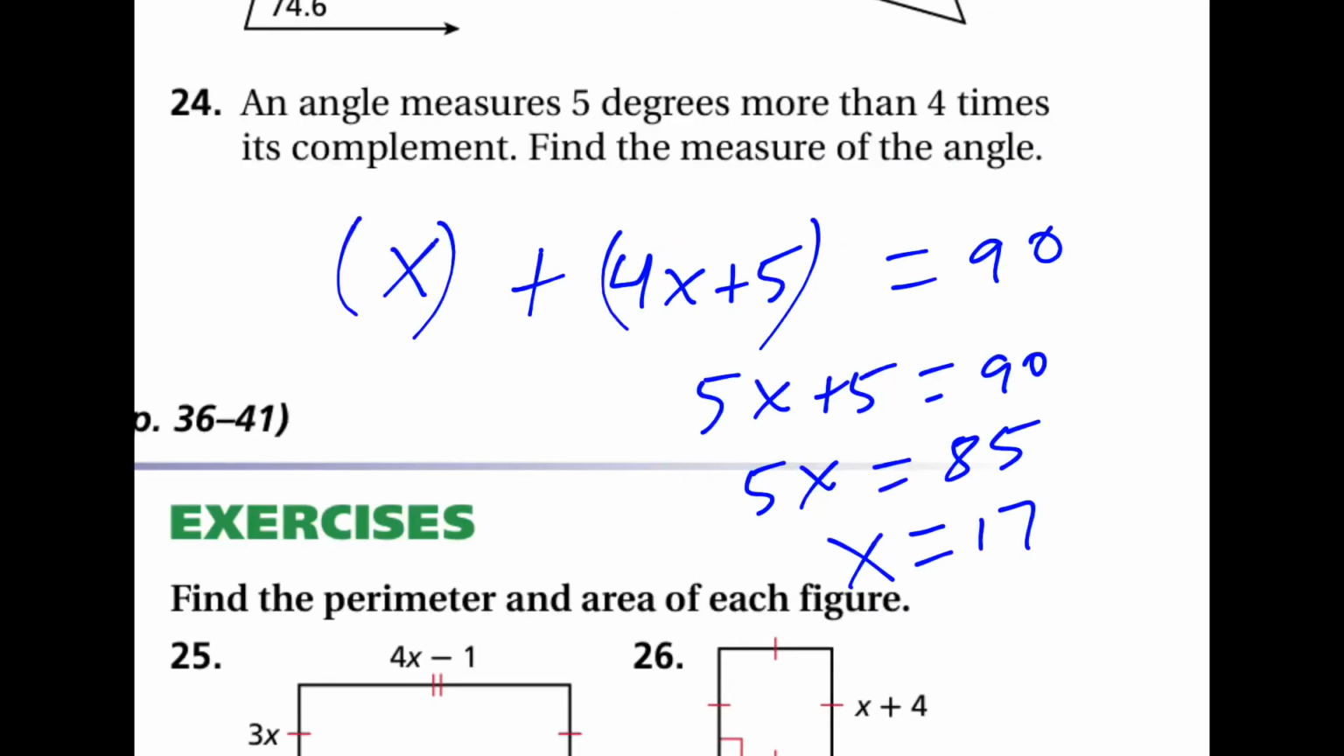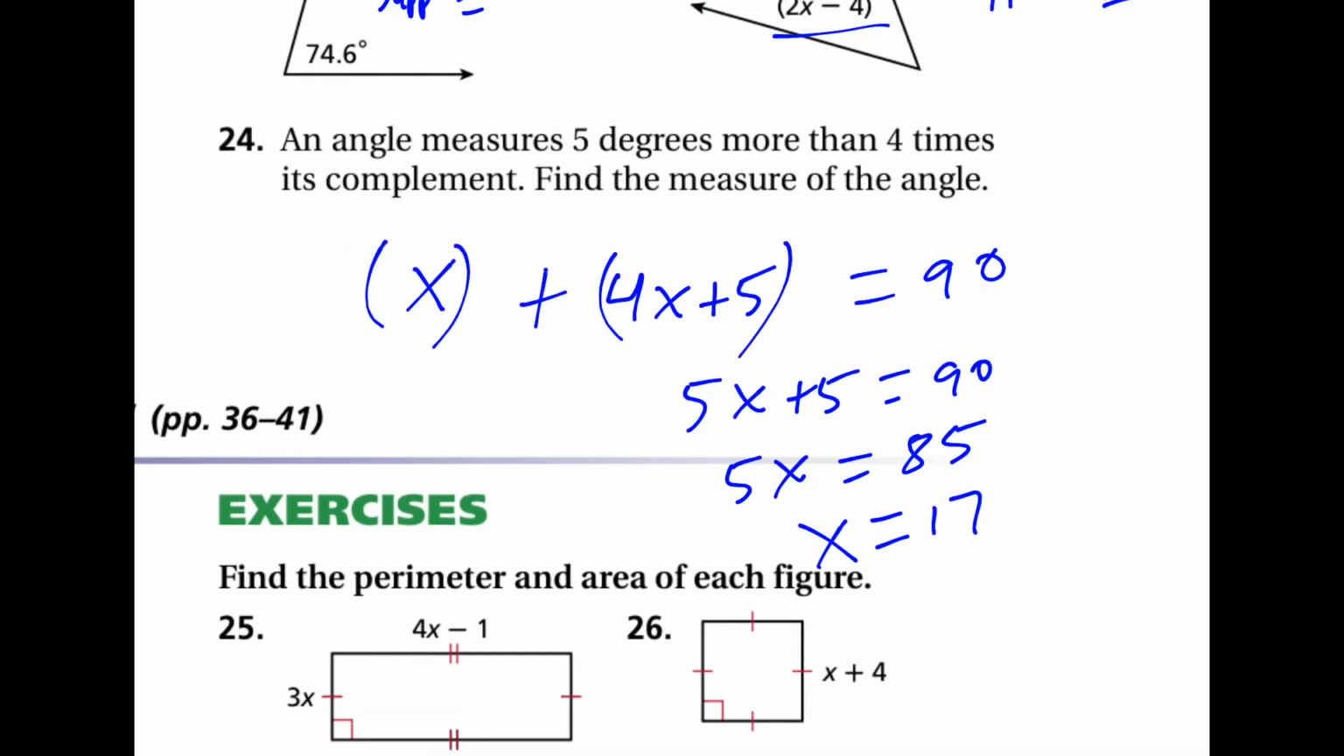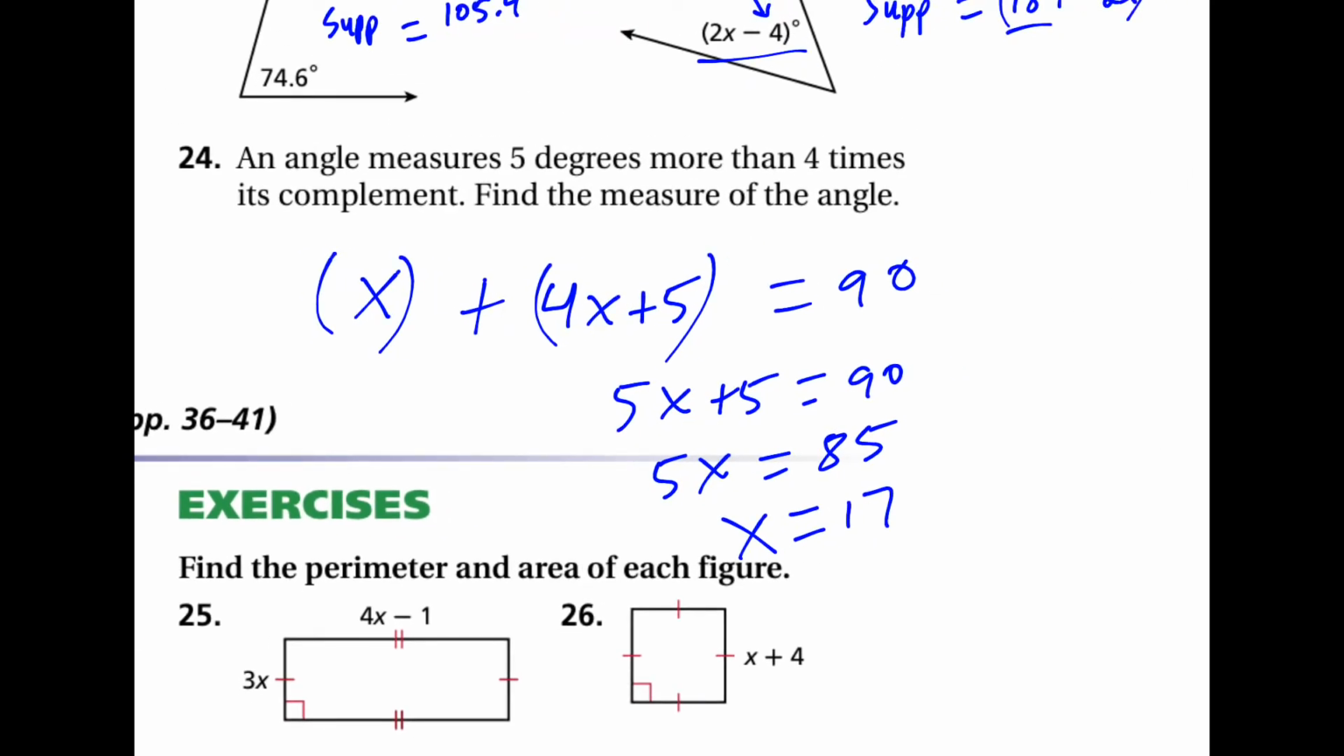For 24, when they say an angle measures 5 degrees more than 4 times its complement, we'll call the complement x. So the angle is 4 times x plus 5. And these two together equal 90. If I combine like terms, subtract 5, and divide by 5, I get 17. So then I can take 4 times 17 and add 5 to that. This gives me 73 degrees.